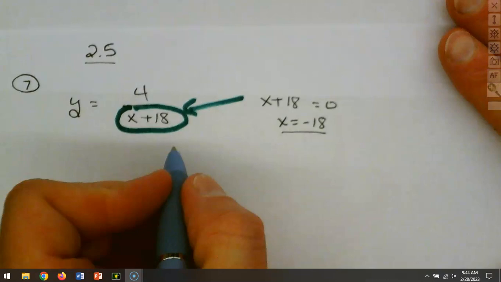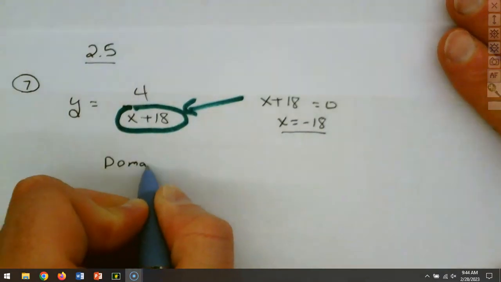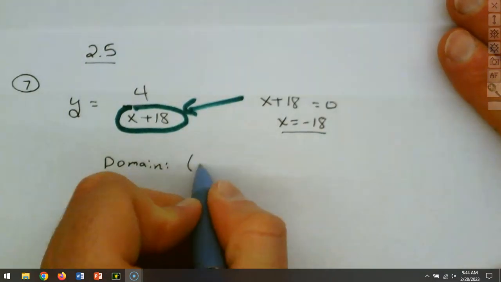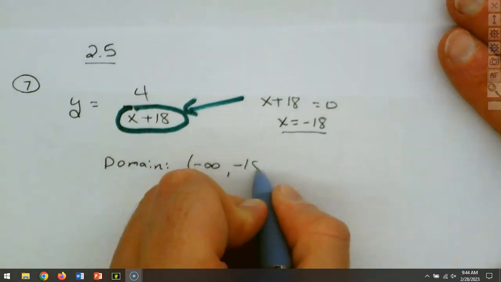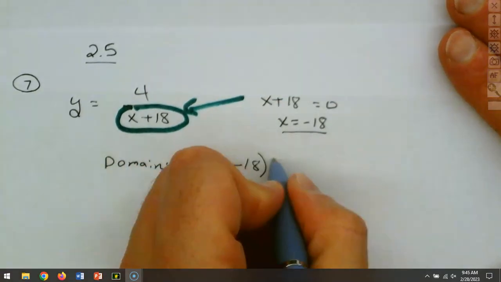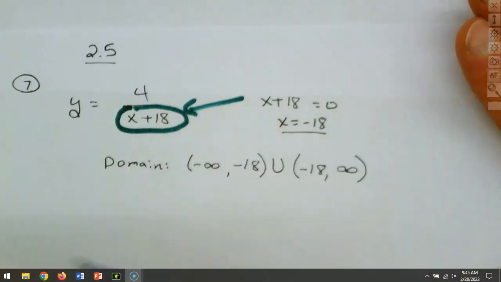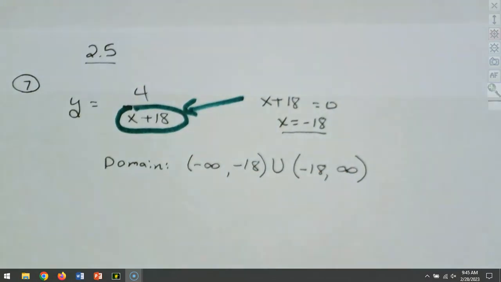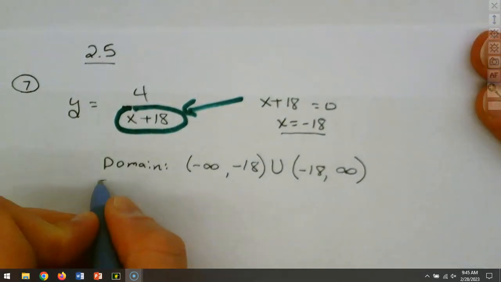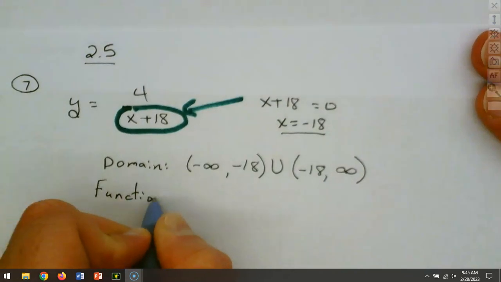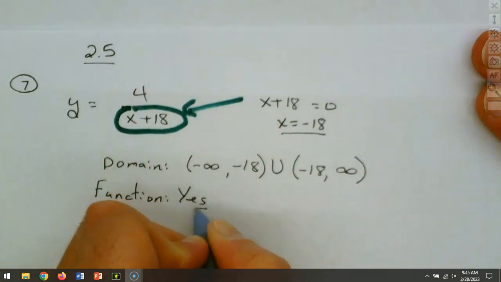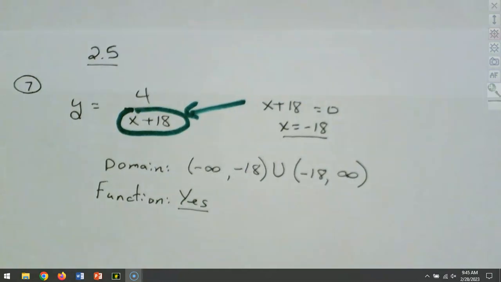So how do we write our domain? Well, this is how we would write it. Our domain is negative infinity to negative 18. We use parentheses on both. We use a union, negative 18 to positive infinity. And this one, by the way, is a function. So that one is clearly a function.